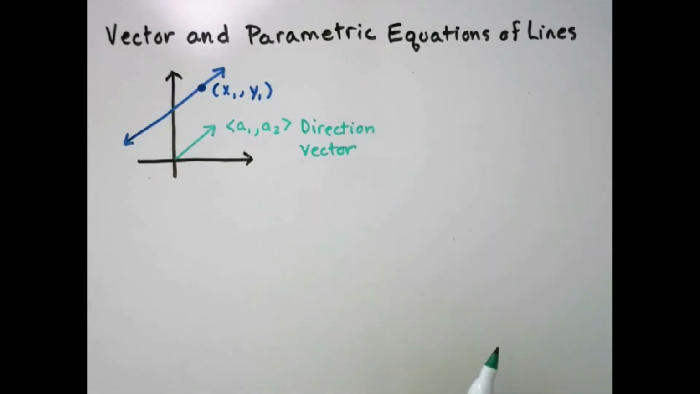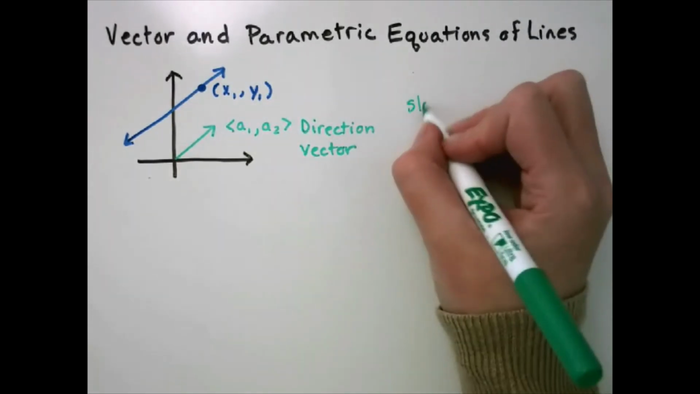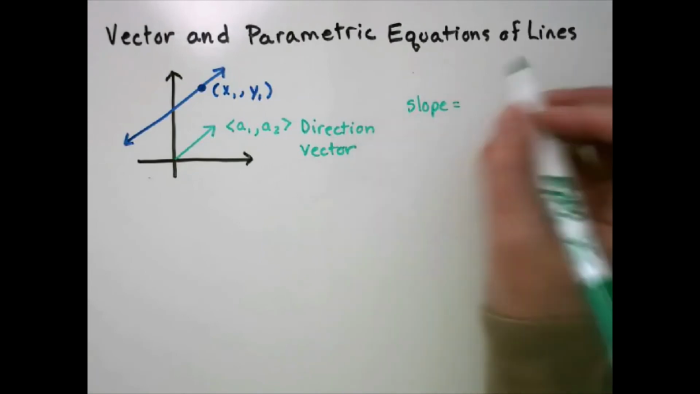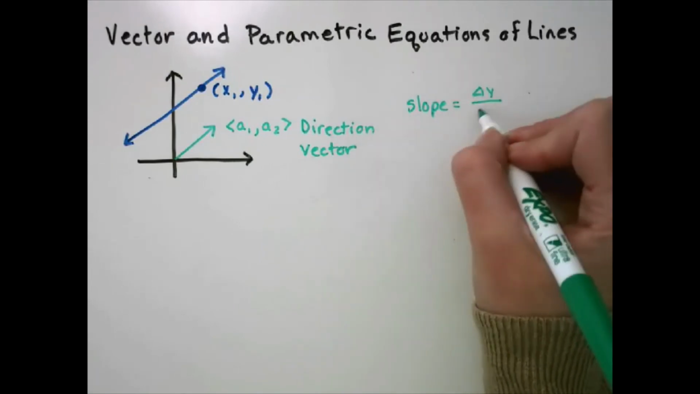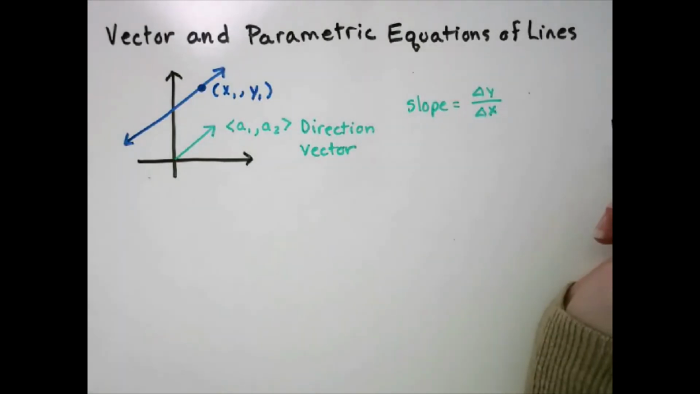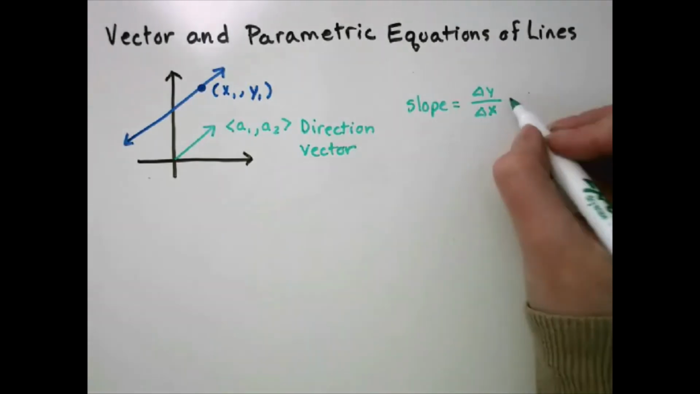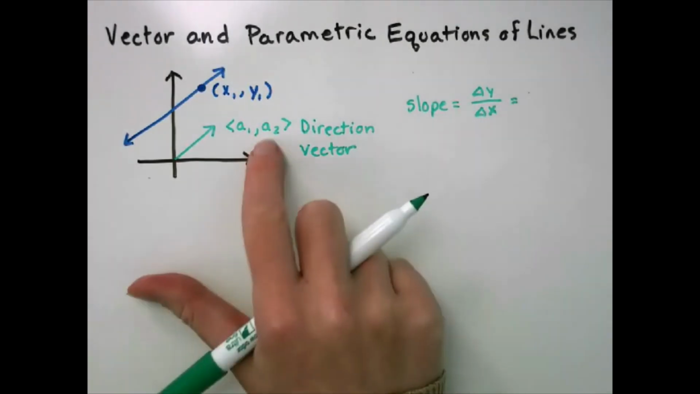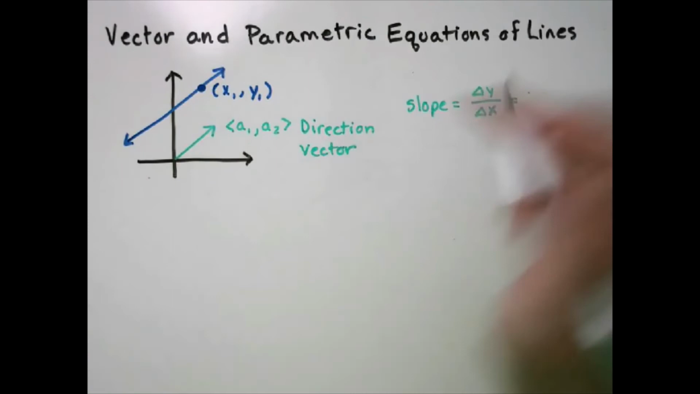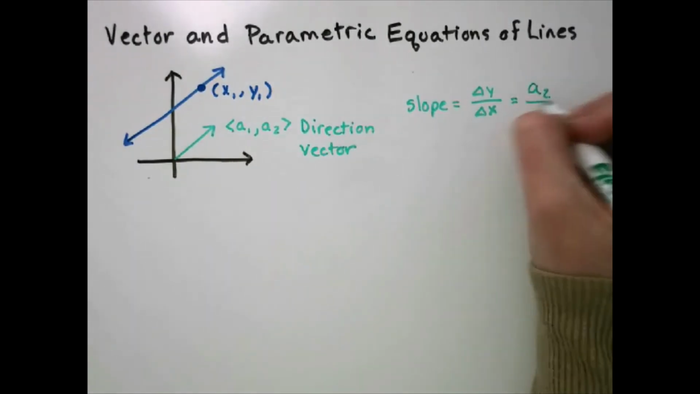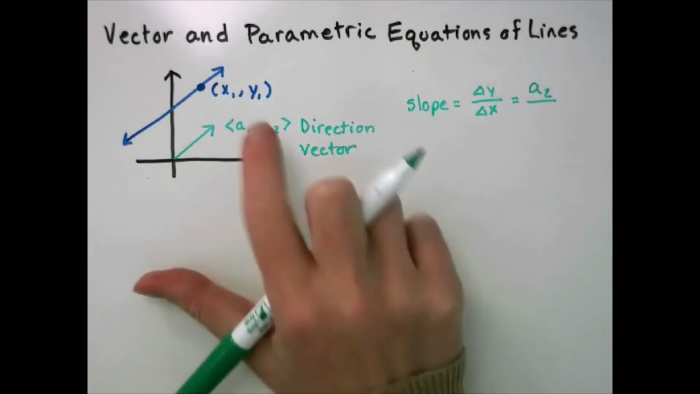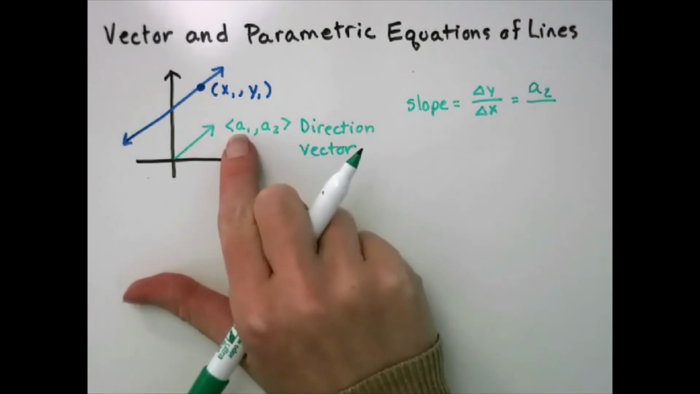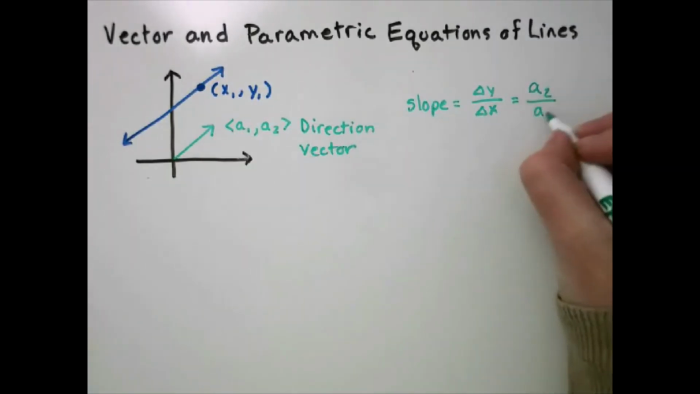But I said we tie this back to slope. Well, we know slope is the change in y over the change in x, okay, rise over run. Well, the change in y given to us in the direction vector is going to be the y coordinate there, or A2. The change in x is going to be given to us by this x coordinate, A1.